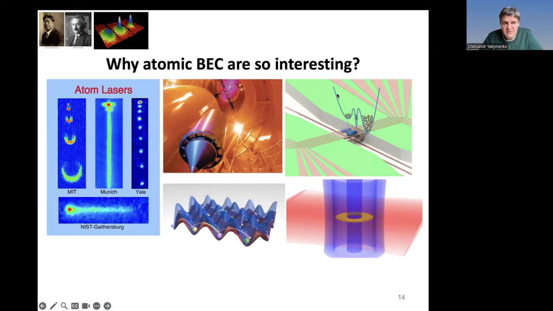And this is an example of a so-called transistor. Indeed, this is a kind of transistor. If you have such a triple well potential, you can control the flow of atoms by a small current of atoms in one of the wells. So you can increase the flow through these barriers by controlling it like a transistor.